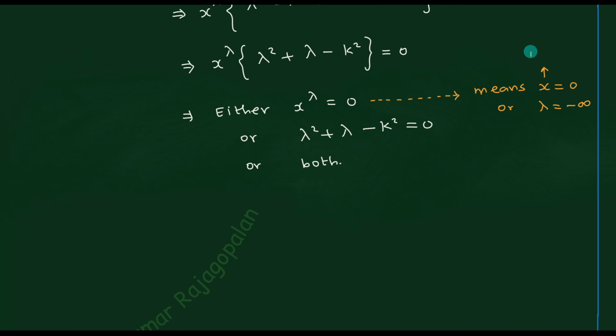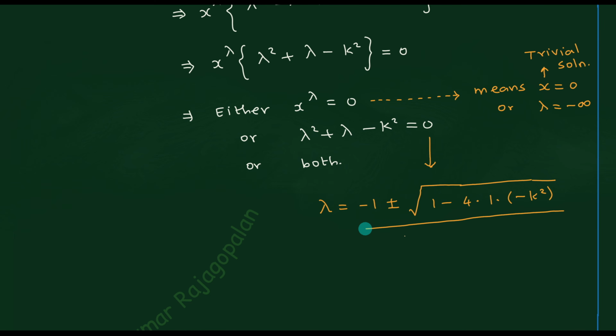But x equal to 0 is a trivial solution. Trivial solution means that without doing anything, you can say 0 is the solution. So we don't want that trivial solution, and therefore we will consider the second option. In that second option, we will solve this by a simple quadratic equation, using the formula minus b plus or minus. Let me put the corresponding values. Minus k square, you note down, it is not plus, so there you have to be careful, divided by 2 into a equal to 1.